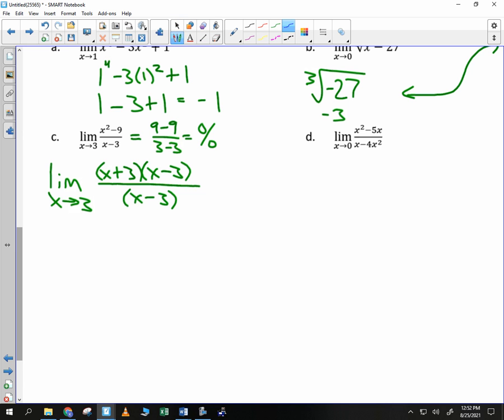They cancel right here. This is the part that's producing the 0 over 0, right? When you plug 3 in, that's the part that's causing 0 on the top. That's the part that's causing 0 on the bottom. So we remove the part that's causing the 0 over 0. What we have left is the limit as x goes to 3 of just x plus 3. That's the limit that remains. What is that limit? 6. So it turns out that 0 over 0 is 6.